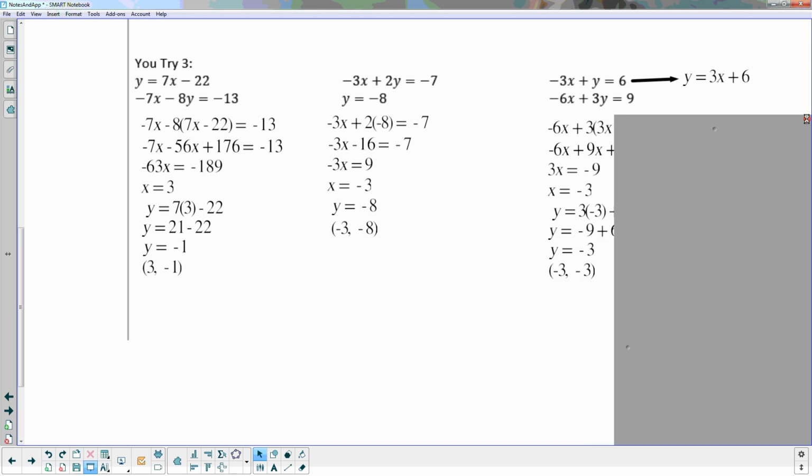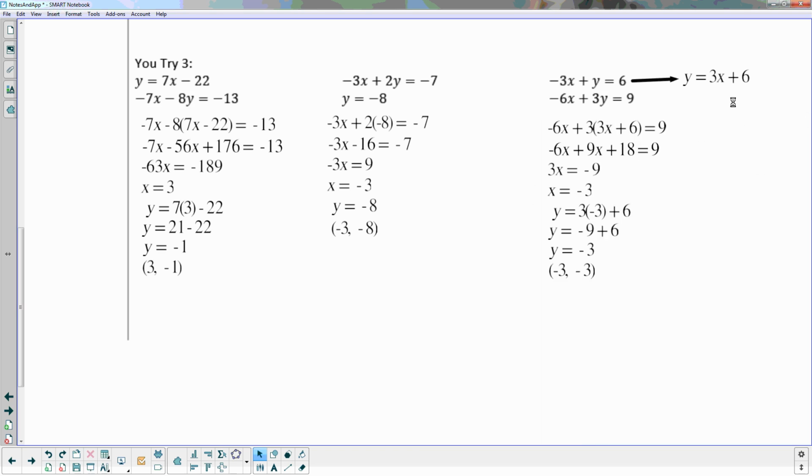On the last one, I do have to solve one of the equations for one of the variables. So this is one of the first times, actually the second time today, that I've actually had to do the first step. And so I picked this top equation because it had y alone. It didn't have a coefficient on y. There was no number in front of it. So I solved for that y. It just involved adding 3x to both sides. So I get the equation y equals 3x plus 6.